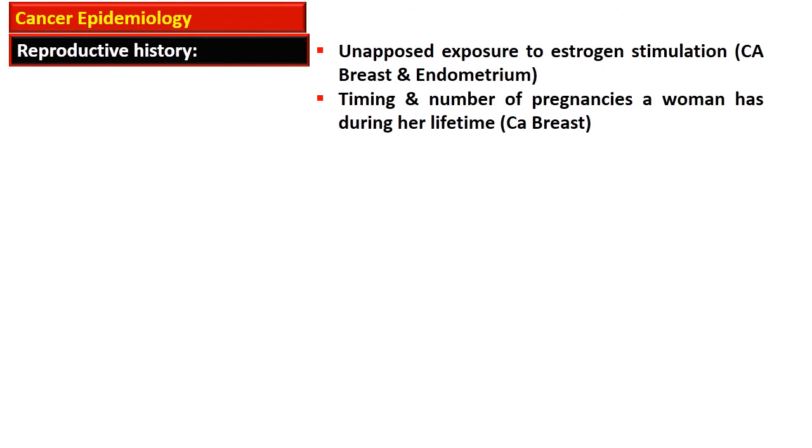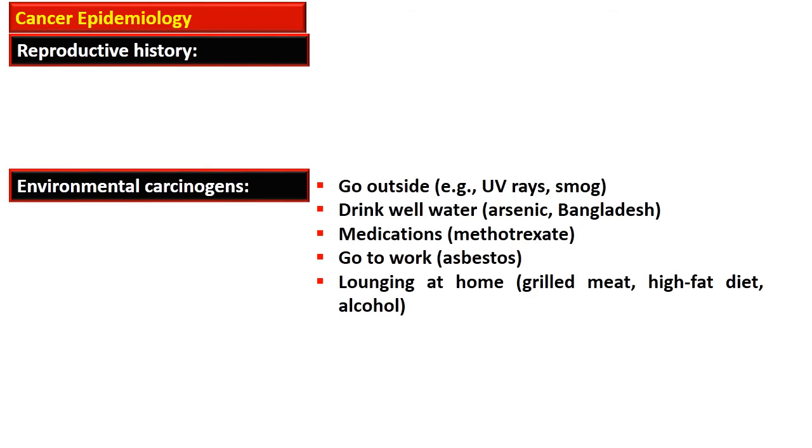Reproductive history is also linked with carcinoma of the breast and endometrium. Unopposed exposure to estrogen stimulation increases the chances of CA breast and endometrium, while the timing and number of pregnancies a woman has during her lifetime is linked with CA breast. Environmental exposure to certain carcinogens is very important. When one goes outside, he or she may be exposed to ultraviolet rays and smoke that are carcinogenic. If one drinks well water that contains high concentrations of arsenic, such as in Bangladesh and other areas, this arsenic is also carcinogenic.